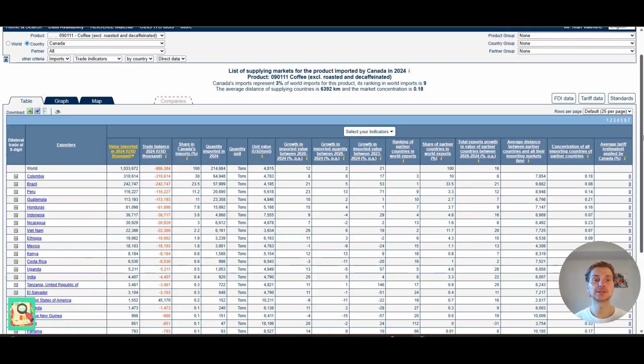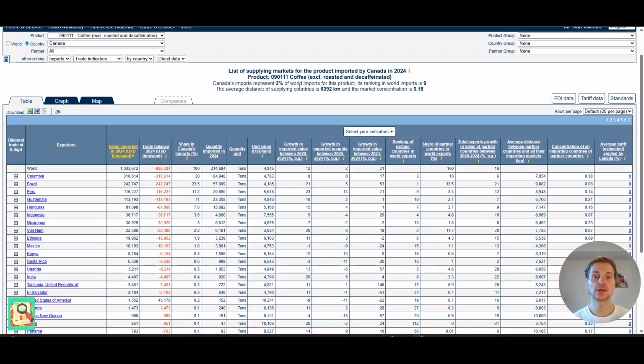The countries are listed in descending order of the value of imports to Canada. Colombia is the top exporter of unroasted and non-decaffeinated coffee to Canada. We see that Colombia represents 30% of the total import value of coffee to Canada, followed by Brazil and Peru. Brazil has 23.5% of coffee exports to Canada. We also see the quantity imported and the unit value.